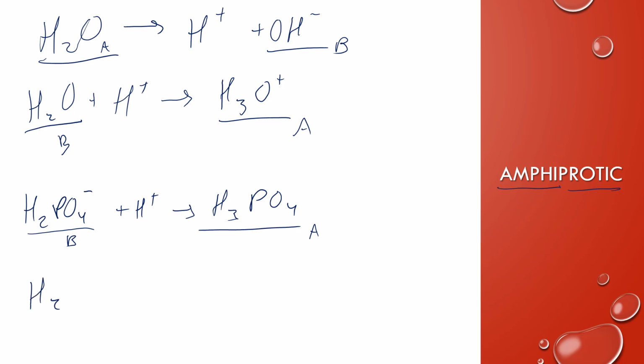Or the H2PO4- could actually lose another hydrogen and become HPO4 2-. So in this case, it's acting as an acid because it loses a hydrogen, and this would be the conjugate base. So if you see it starting with a hydrogen and having a negative charge, it's very likely that it's one of those amphiprotic species.